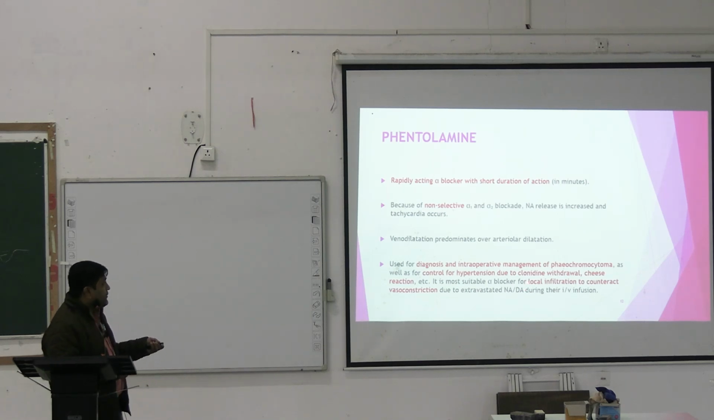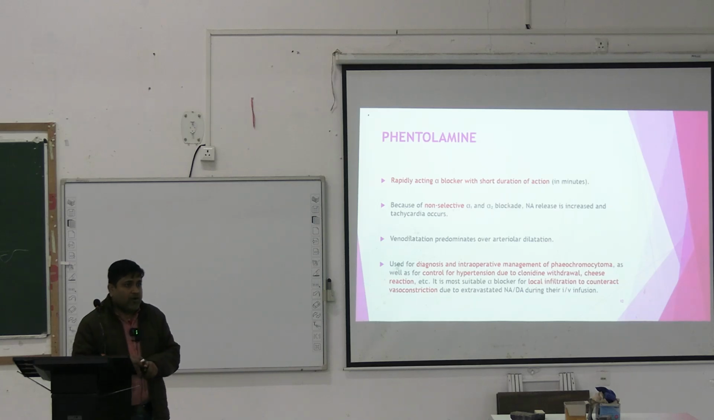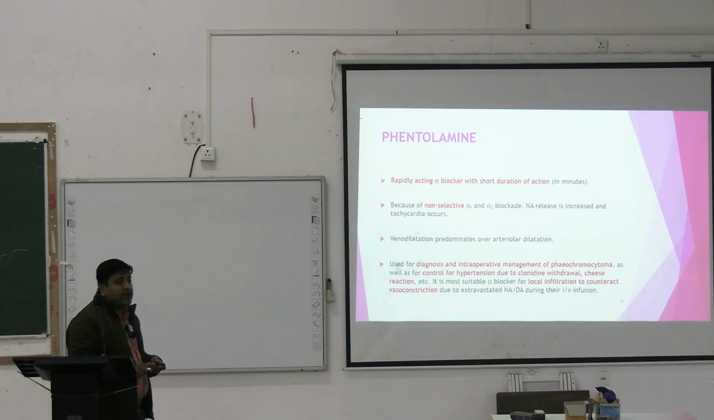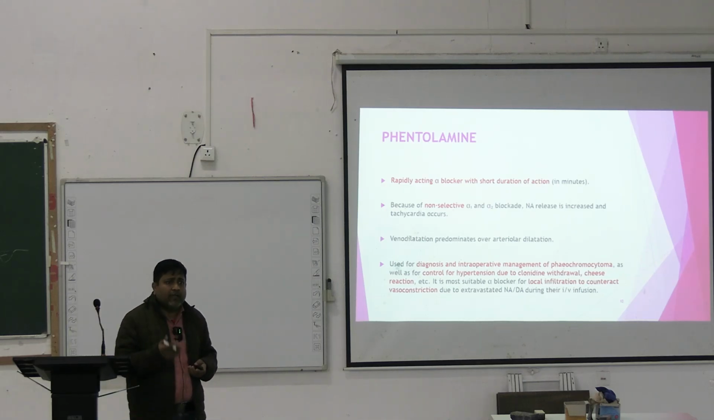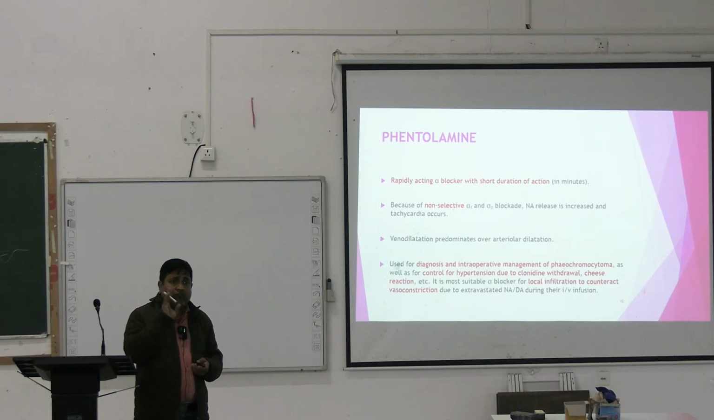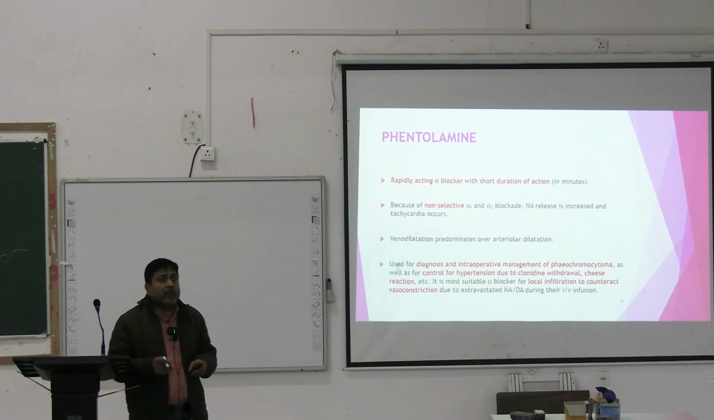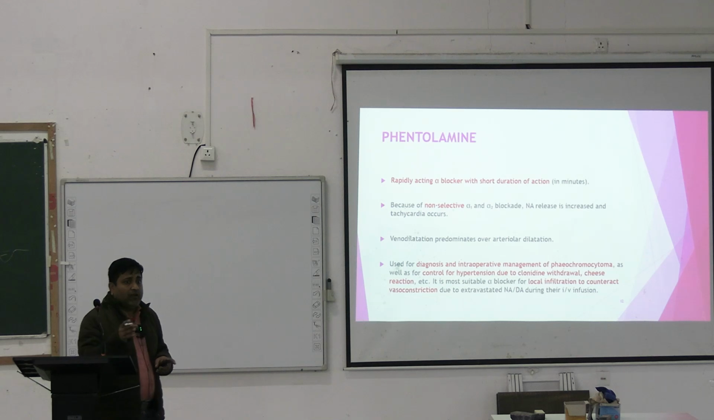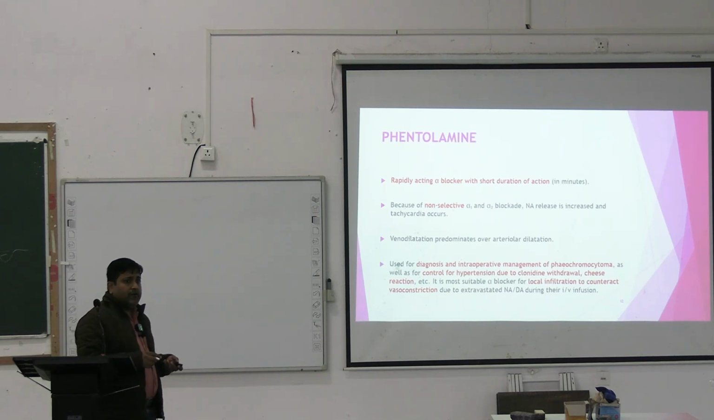It is the most suitable alpha blocker for local infiltration to avoid vasoconstriction due to extravasated noradrenaline or dopamine. In critically ill patients, to increase the blood pressure in shock, we give noradrenaline infusion or dopamine infusion. Now if the drug extravasates in the surrounding tissue, that can cause local vasoconstriction. To counteract that, phentolamine can be used.